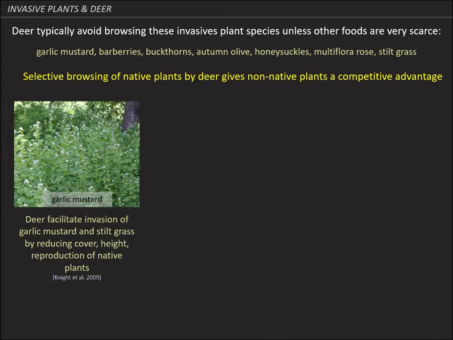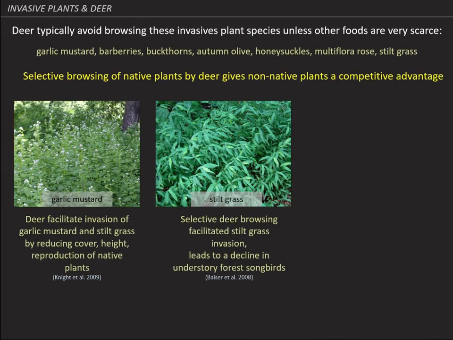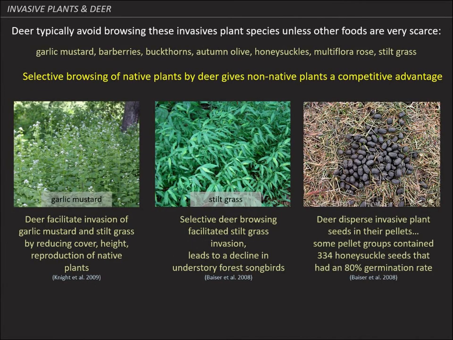For example, deer are believed to facilitate the invasion of non-native garlic mustard and stiltgrass by reducing the cover, height, and reproduction of native plants. This has a cascading effect to other wildlife because where browsing by deer encourages stiltgrass invasion, forest songbird diversity has been shown to decline.